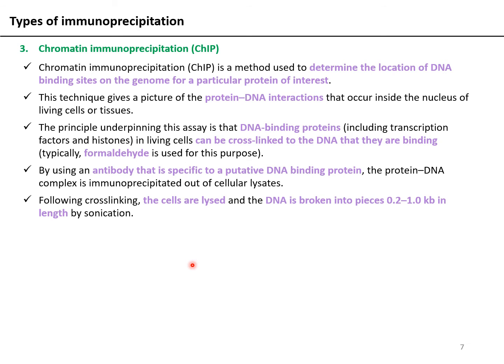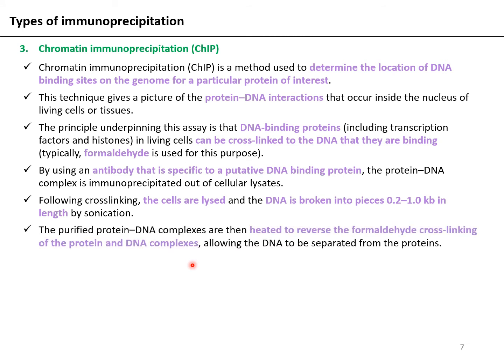Because as you know, genomic DNA is really long, and if you want to identify just a specific portion of the genomic DNA that is interacting with a protein of interest, you do need to shear it. Otherwise, you will just end up pulling down the entire genomic DNA.